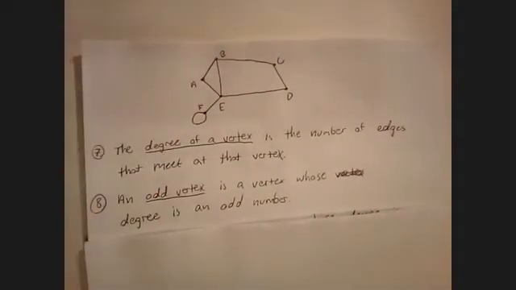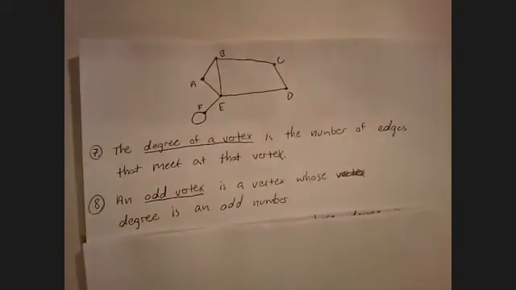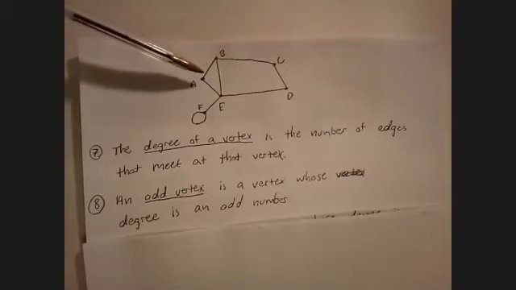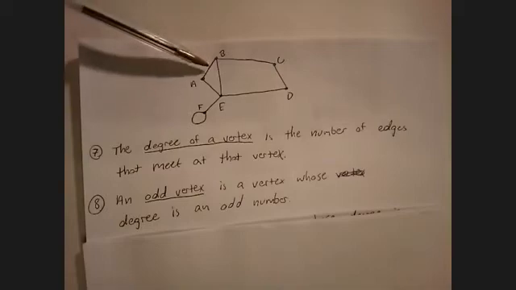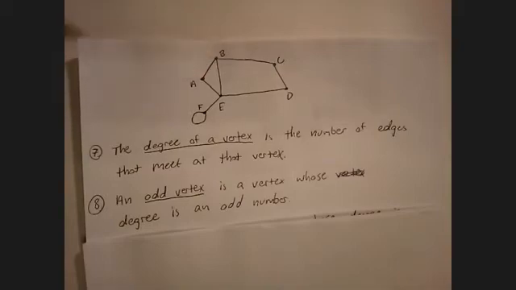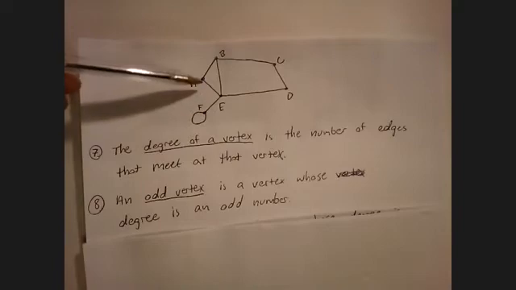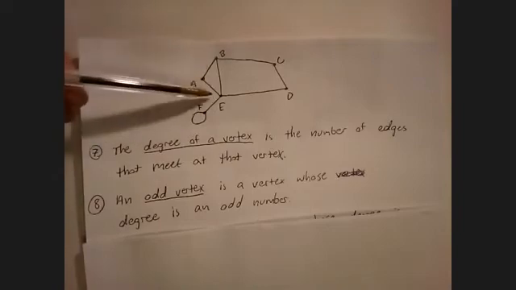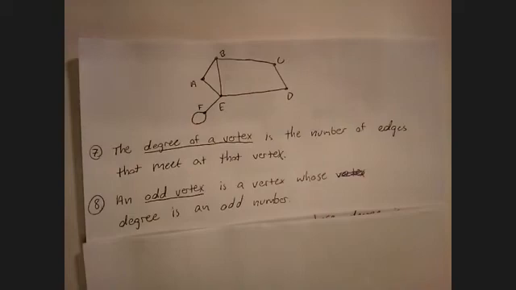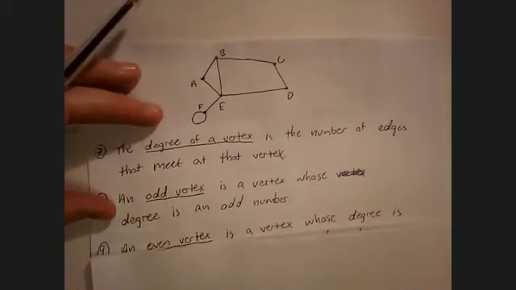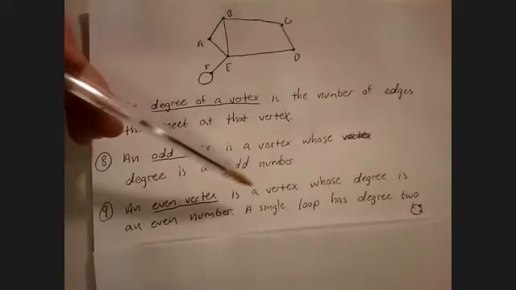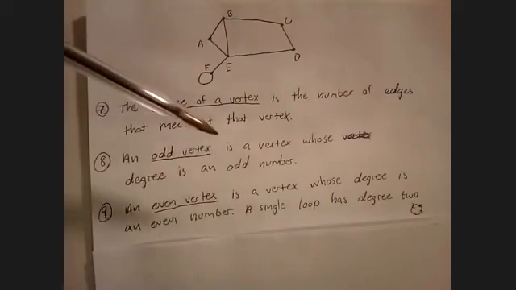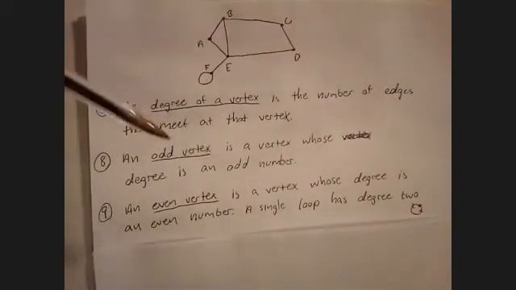All right, an odd vertex is a vertex whose degree is odd. Okay. Remember here, B, the degree of B was 1, 2, 3, so B is odd. Whereas A is even, 1, 2, and E is even, 1, 2, 3, 4. So that's how we determine even versus odd. So then that brings us up to even. Well, a vertex is even if its degree is even.